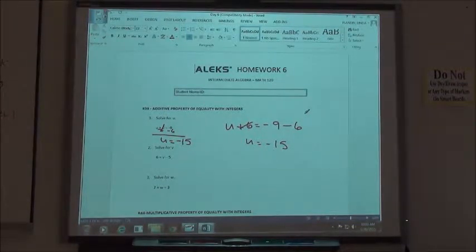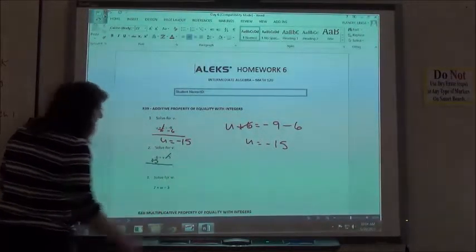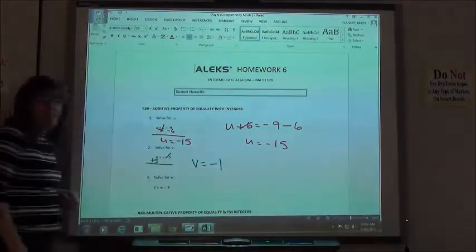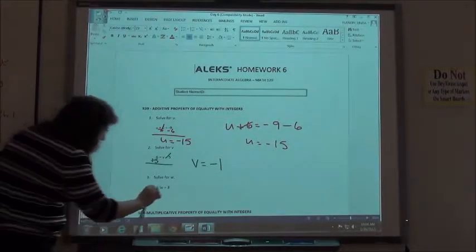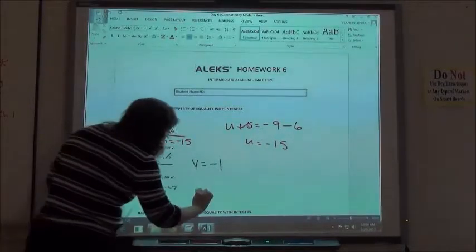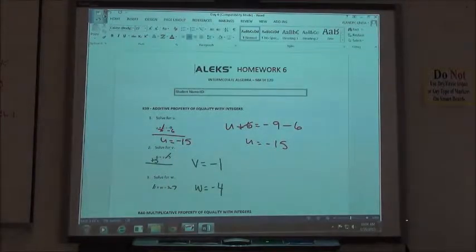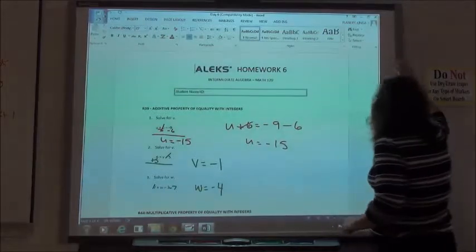If I want to solve it for v, what should I do? Add the 5. So I'm going to get rid of the 5 from here, add 5 to -6, and so my answer, v equals -1. And on the third one, 7 plus w equals 3. If I want to solve that for w, I'm going to subtract the 7. So w is going to equal -4. 3 minus 7 is -4. You maybe already knew these ones and will have to write on your pie chart, but you know, just in case.